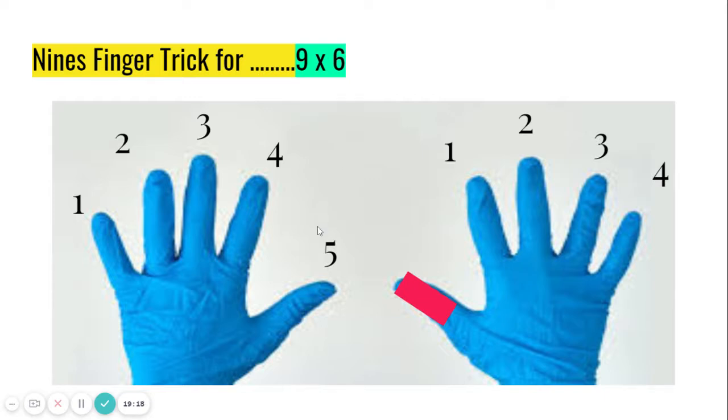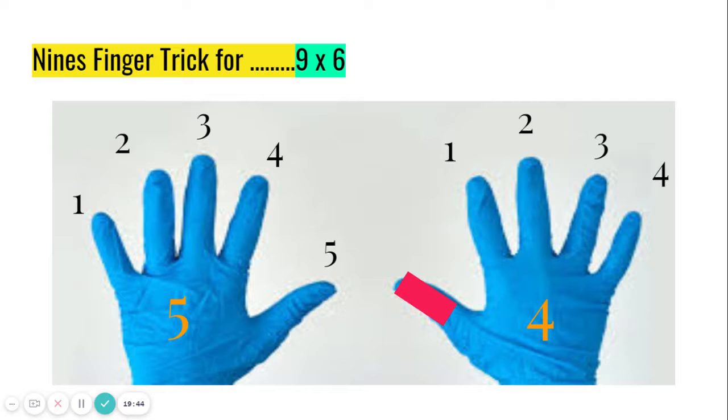Let's do 9 times 6. We're going to tuck under our right thumb. Tuck it under, hide it up. Ready? How many fingers are over here on this side? 1, 2, 3, 4, 5. We're going to put a 5 right here. And how many are on this side? 1, 2, 3, 4. We're going to put a 4 right here. 9 times 6 is 54.